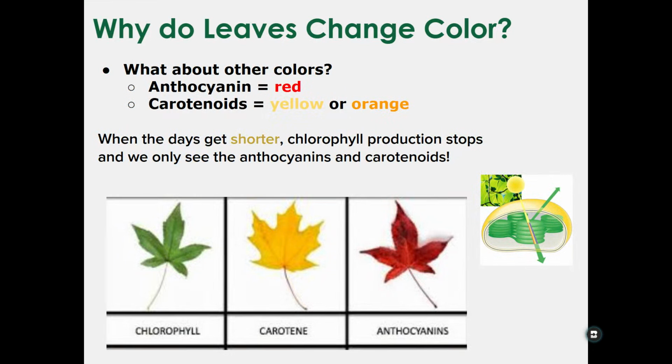Now, what happens during daylight saving times, or winter and fall, is as the days get shorter, plants produce less chlorophyll since there's less sunlight. That decrease in production of chlorophyll decreases the overall pigment, so they don't have as much of the green reflecting and they don't have as much of their energy stored. This allows us to see more of the other pigments that are stored in the plants. So we see anthocyanin, which is our red, and the carotenoids, which are yellow and orange.